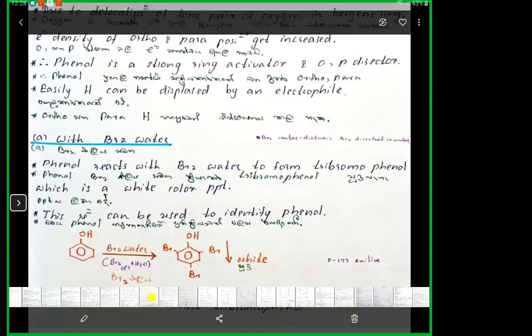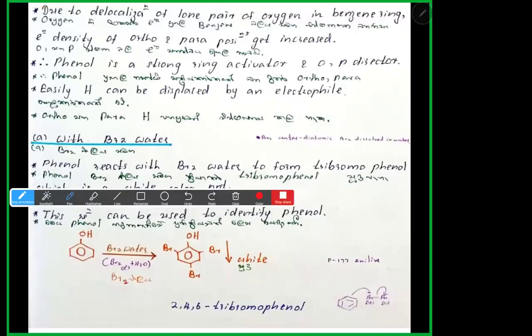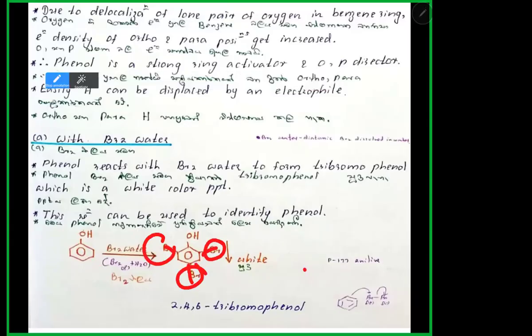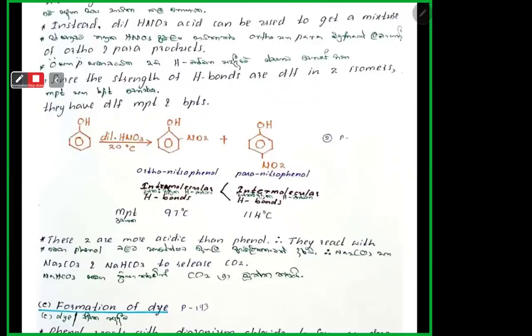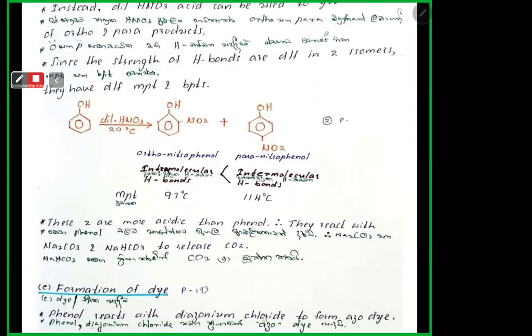But still, OH is really activating, so you don't want extreme conditions. No catalyst, just benzene. And still, see, all three positions are activated. So three bromines join to make this white precipitate. Nitration is also possible. See, the nitration mixture is now very mild, diluted, and at lower temperature.